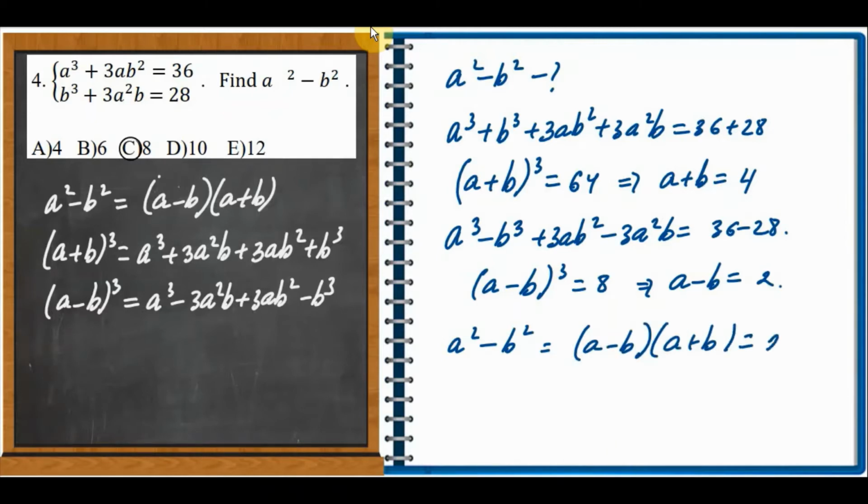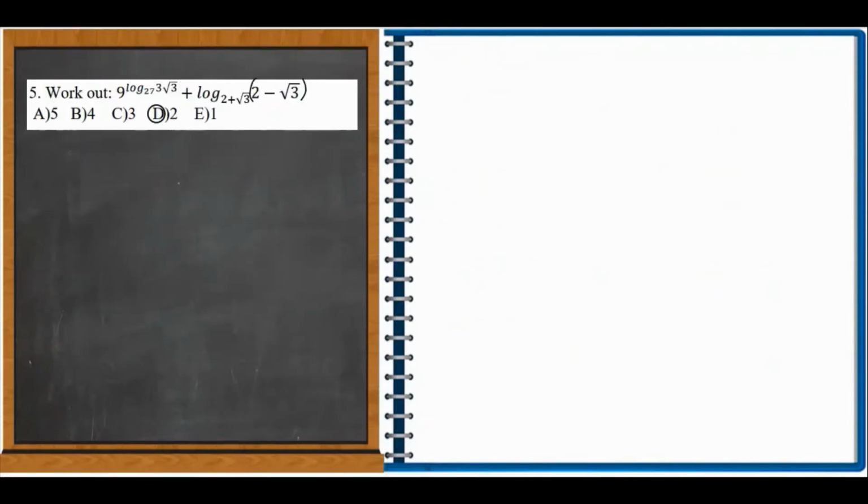And 2 multiplied by a plus b is 4. That's just 8. The correct answer is 8. Number 5. Number 5 is about logarithms.